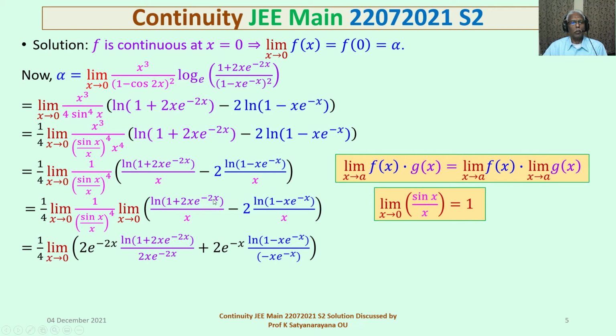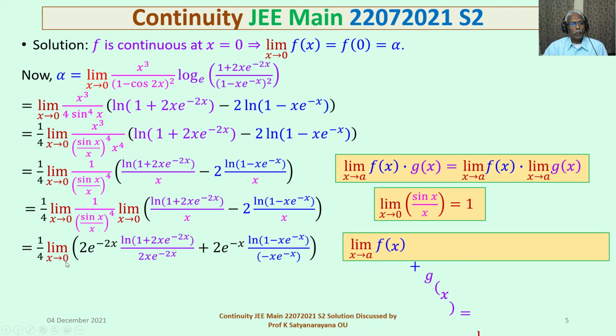So 2x e to the power of minus 2x: to get it, we multiply the denominator by 2 e to the power of minus 2x, and to adjust that we multiply the numerator by 2 into e to the power of minus 2x. So also here, minus x e to the power of minus x, x is already there. So we multiply the denominator by minus e to the power minus x. To adjust that, minus into minus, plus, e to the power of minus x will be multiplied by the numerator. So the adjustments are made here.